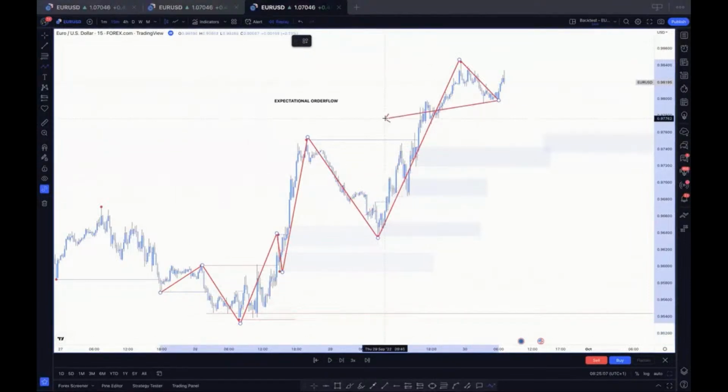So these are expectational order flow. After a high, we expect a pullback and then we expect continuation. So what is our own goal as traders? Our goal as traders is to be able to catch these lows and trade these lows.